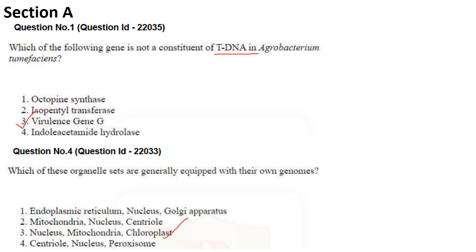Then next one. Which one of these organelle sets are generally equipped with their own genomes? So this question everybody knows. It is nucleus, mitochondria and chloroplast. They have their own genomes. Answer is option 3.